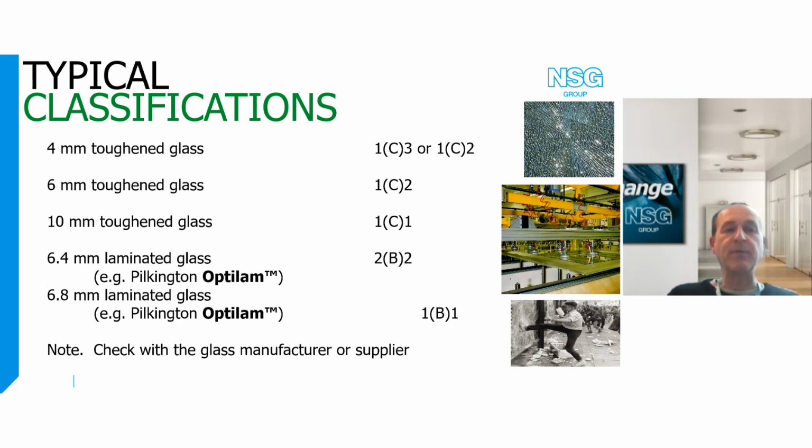So, for example, 6.4 millimeter laminated glass, which comprises 2 3-millimeter glasses with a 0.38 millimeter PVB interlayer, typically achieves class 2B2. Moving on to 6.8 laminated safety glass. That's just the same as a 6.4, except you've got a thicker interlayer. This time you've got a 0.76 millimeter interlayer, and that will typically achieve class 1B1.